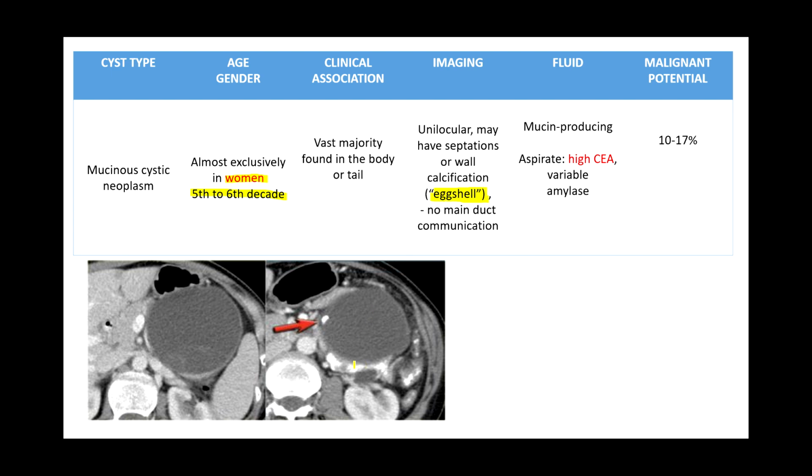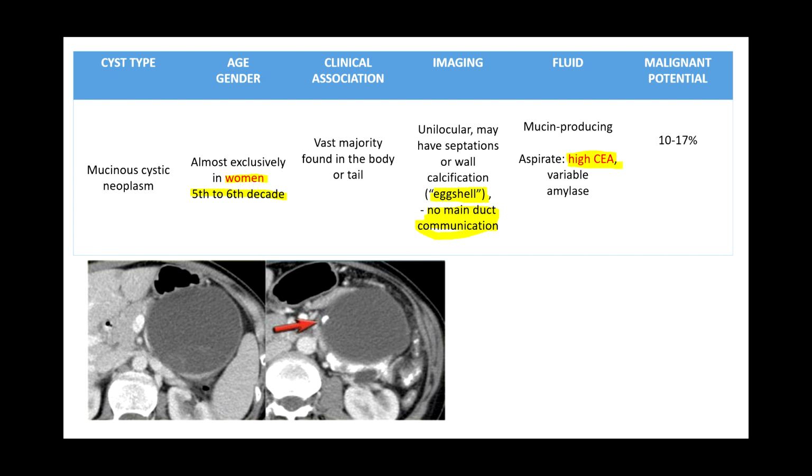As you can see, there is a calcification in the wall here, that is eggshell calcification, and they do not have main duct communication. Mucinous cystic neoplasm do not have main duct communication. As there is no main duct communication, MCN will not have amylase which is raised. But as it's a mucin tumor, they will have a high CEA.